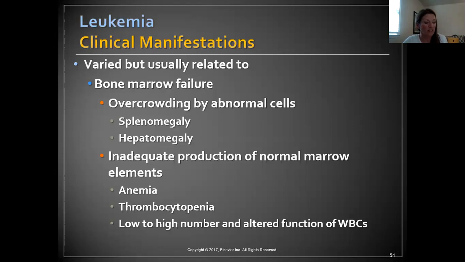The presentation is varied, but is related to bone marrow failure. And so we have overcrowding of abnormal cells, which leads to splenomegaly and hepatomegaly, as well as inadequate production of normal bone marrow cells, which leads to anemia, thrombocytopenia, and altered white blood cells. So we have increased risk of bleeding, clotting, as well as increased risk of infection.